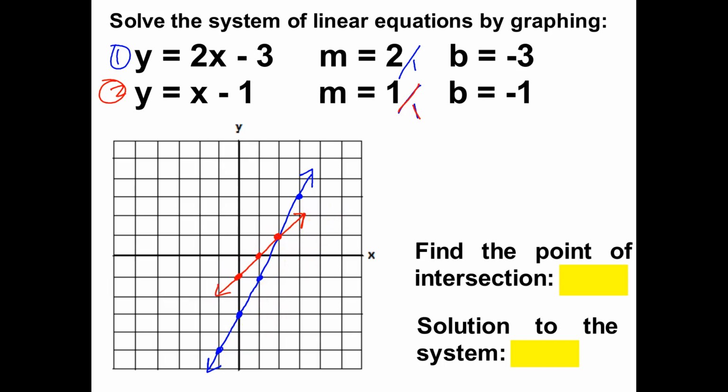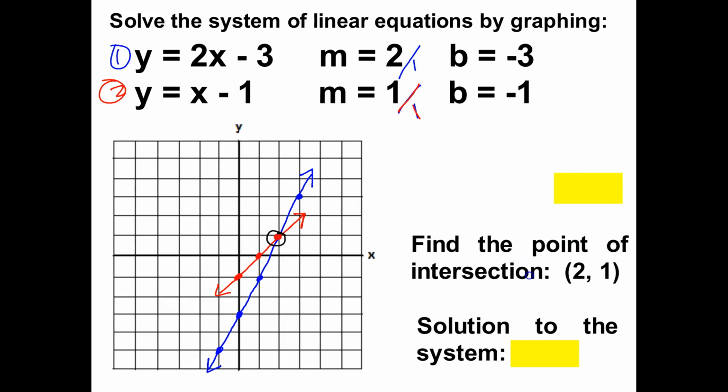So what is the place of intersection? Well, the place of intersection is the ordered pair (2, 1). Let's see if we're right. Okay, I want to move everything. (2, 1). And then what's the solution to the system? (2, 1), because the solution is where the lines intersect.